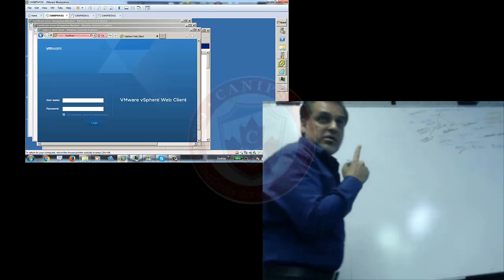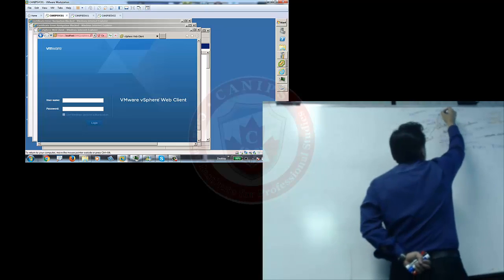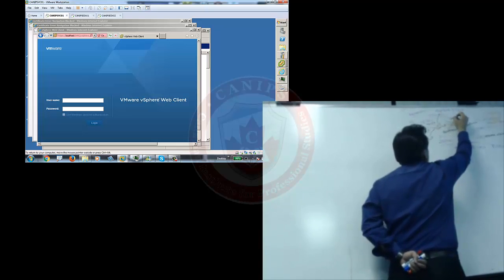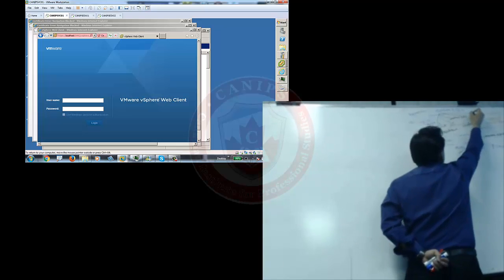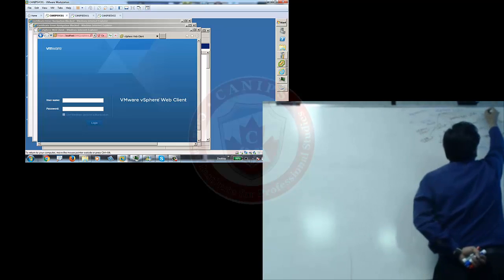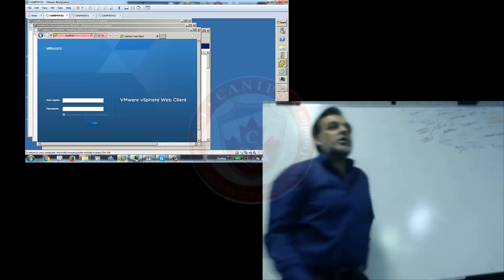And then other than these components, there are other components. For example, vMotion is a component of vSphere. DRS is a component of vSphere, then SDRS is a component of vSphere, and then HA is a component of vSphere, FT is a component of vSphere, and all these. So far, how many of these components do we know of?